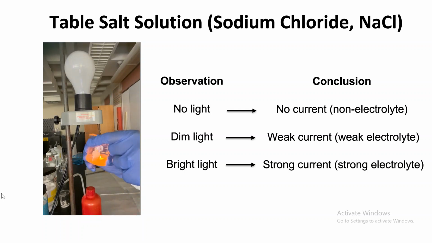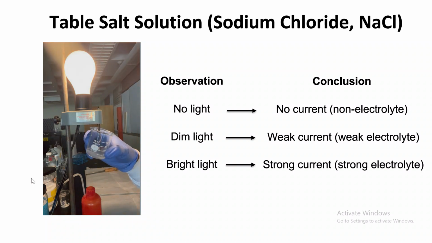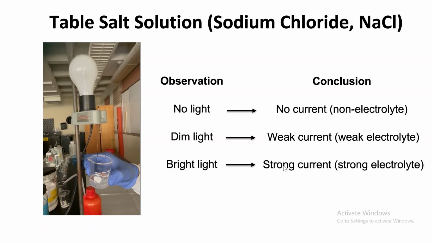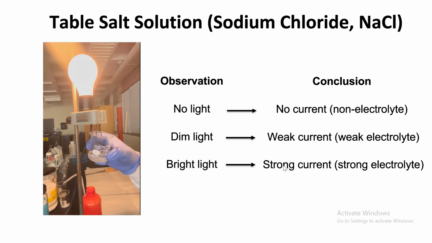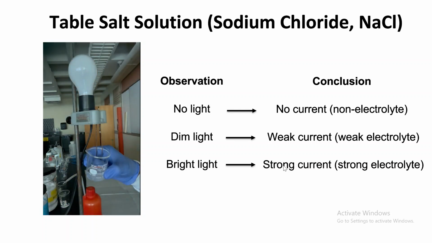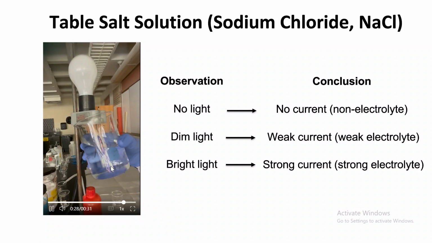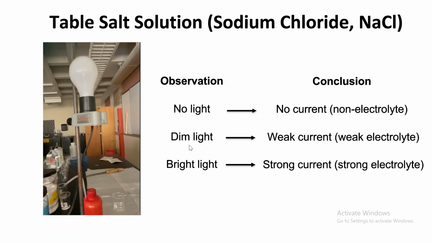Let's look at table salt. We're going to put in salt. Look at that. Is this no light, dim light, or bright light? You can see this is bright light, which signifies strong current. This is a strong electrolyte. Sodium chloride is one of the strongest electrolytes. And you have to rinse the leads so that we don't have any contamination.